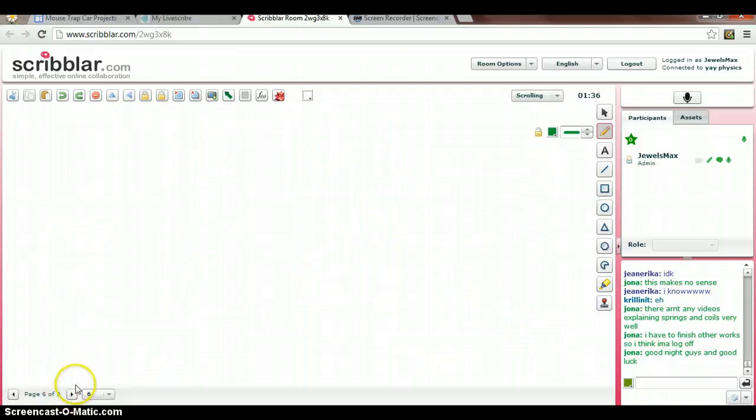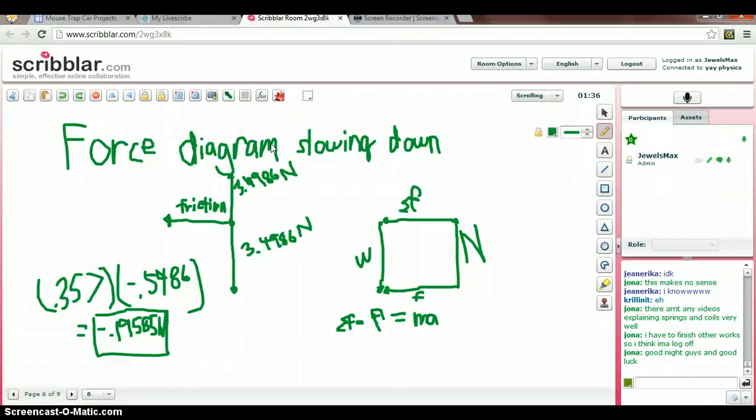And then this is my force diagram for my car when it's slowing down. Weight and normal force are the same, and friction is in the opposite direction because now friction is working against the car as it's slowing down. Therefore, the sum of forces is also in the opposite direction because that's also the direction of its acceleration.